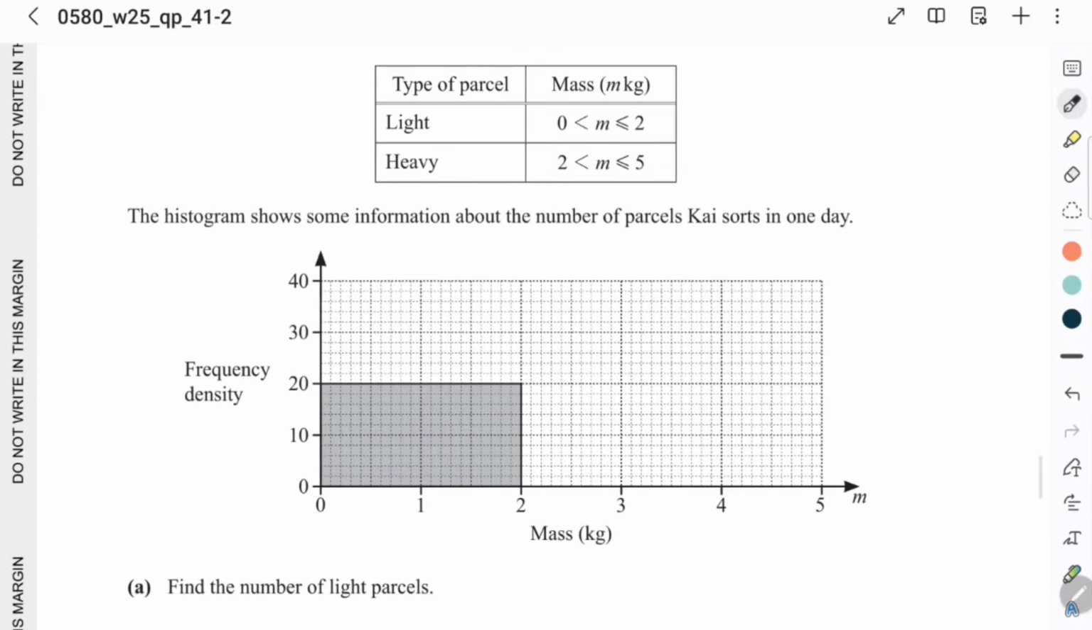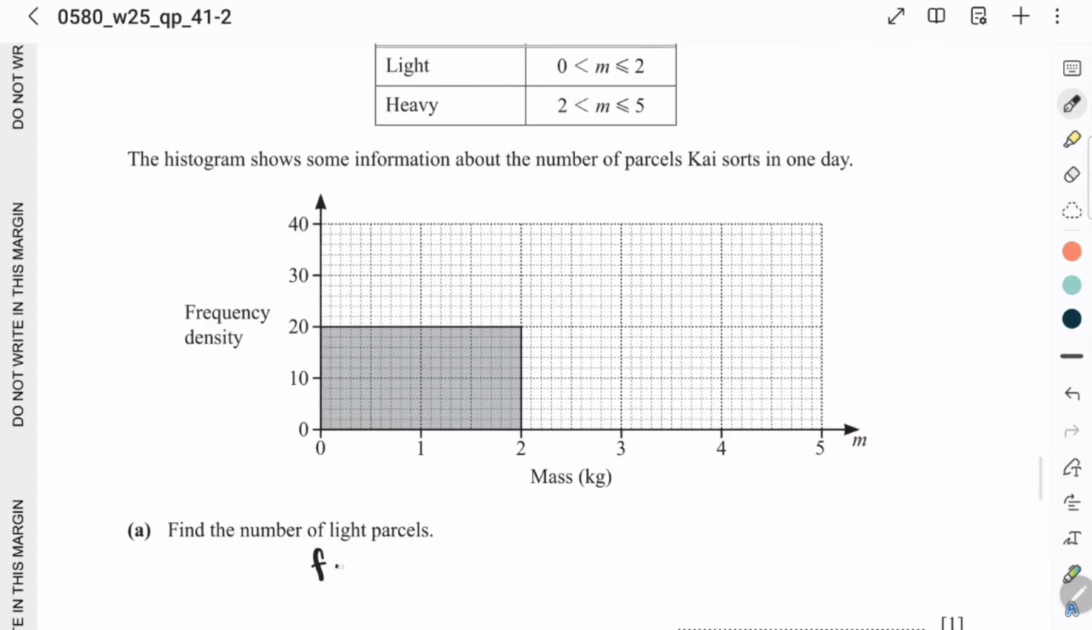Okay, question 25. You have the table given for the histogram. The type of parcel and the mass is also given. The light is 0 to 2 kg and the heavy is 2 to 5. The histogram shows some information about the number of parcels Chi sorts in one day. Find the number of light parcels.